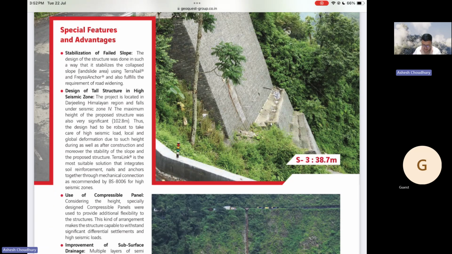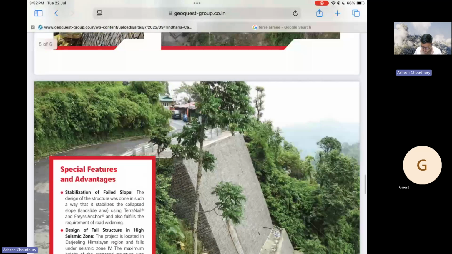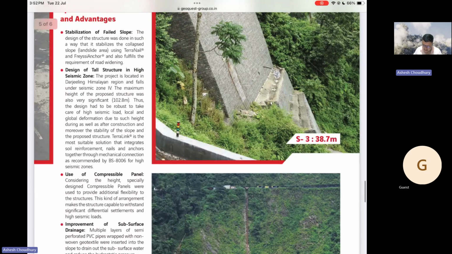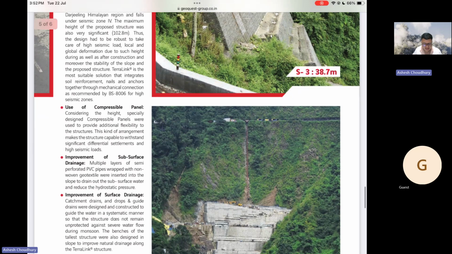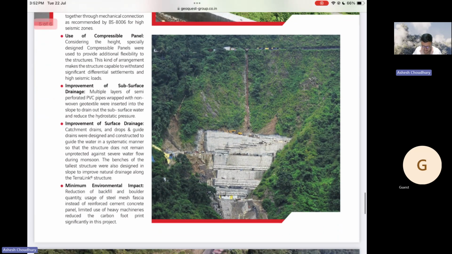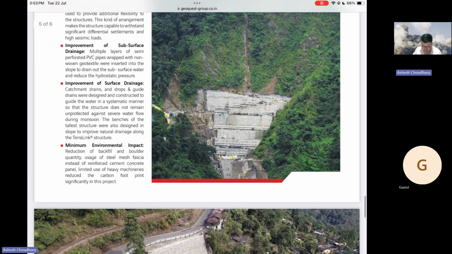So the main features were stabilization of the failed slope. The design of the structure was done in such a way that it stabilizes the collapsed slope using terrain and bracing anchors, and also fulfills the requirement of road widening. So the road also was widened for this portion. A seismic design was also done because this is a tall structure in high seismic zone 4, as per our Indian standard. Seismic forces were also considered. Compressible panels, improvement of subsurface drainage was done, pipes were laid.